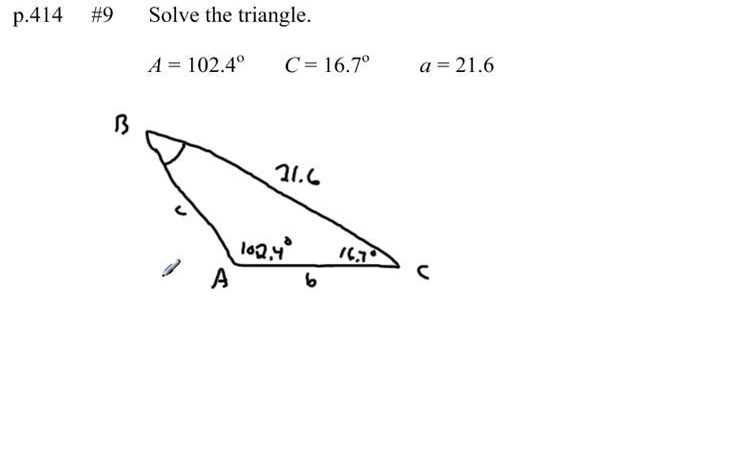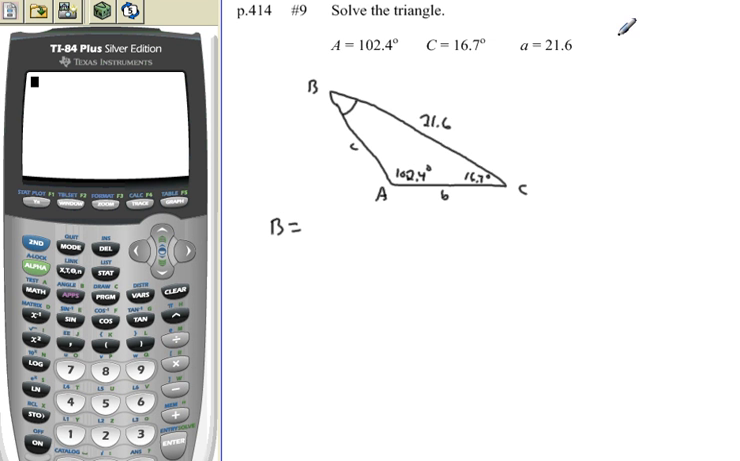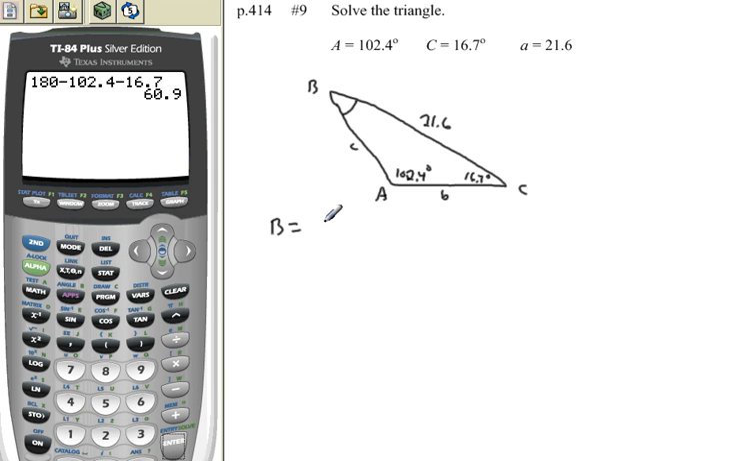I can solve for angle B because I know that the three angles of any triangle add up to 180 degrees. So I'm going to get my calculator out here, and let's just say 180, and I can subtract the two angles that I know, 102.4, and I can subtract 16.7. So the missing angle, angle B, must be 60.9 degrees. Okay, let's keep our calculator handy because we're going to need it to find side C and side B.